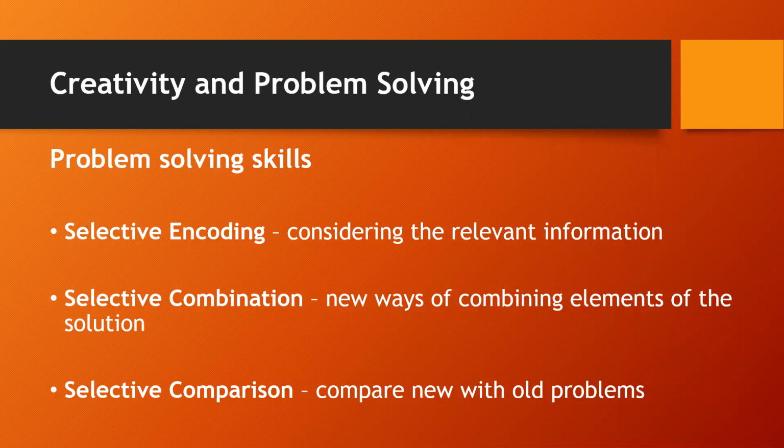So next is selective comparison. It is making connection to previously learned information. So you have certain previous information, you have some present information, you're just making a comparison and you're storing it in your mind. So that is selective comparison.